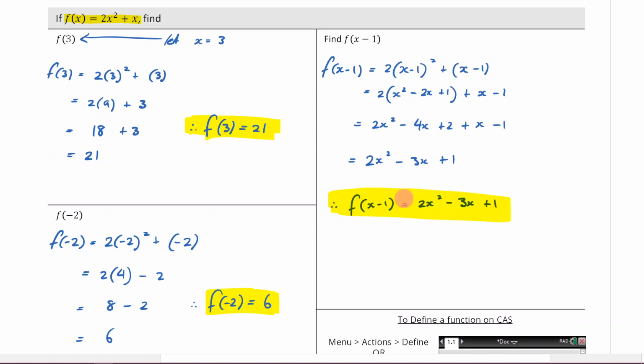So we come over here and we highlight that. As you can see, our function notation is a really convenient way of telling us to replace this x value with certain values, and it's just telling us to sub it in.